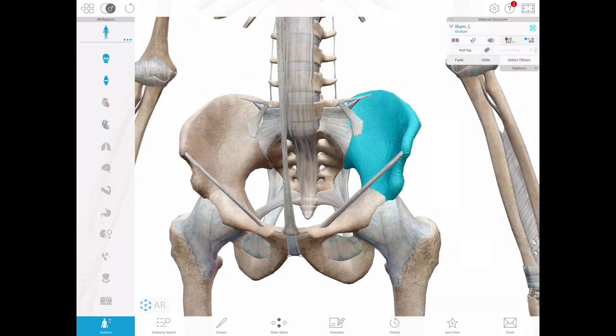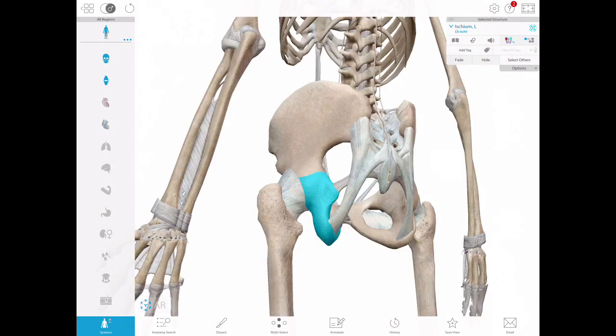Here is the inguinal ligament. If you take a look behind here, you see the ischiofemoral ligament, which connects to the ischium and the femur.